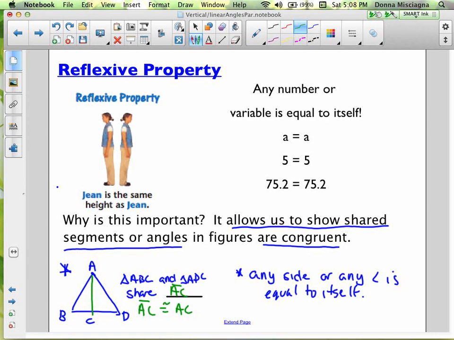So we use the reflexive property a lot when we have a figure that shares a side or angle with another figure. Right? So some important things that you should add to your notes. Allows us to show shared segments or angles in figures are congruent. And you may want to add any side or angle is equal to itself. You can also put my pretty little diagram here. So above here are some other examples. These we won't use in proofs, but it just kind of helps you make sense of it. So Gene is the same height as Gene. Right? A is equal to A, 5 is equal to 5, and any shared figure is equal to itself.